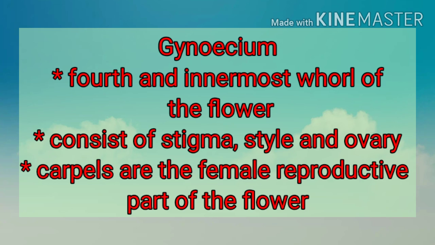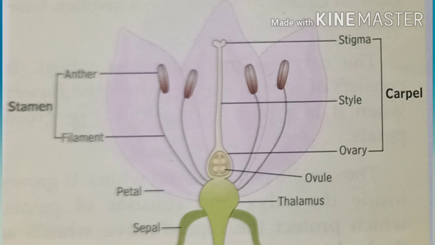Ovary is a swollen flask-like structure at the base of the carpel. You can see this in the diagram. Sepal, which is green in color, is below; above the sepals, the ovary is present. It is connected to a tube-like style which has a slightly thickened tip, which is the stigma.